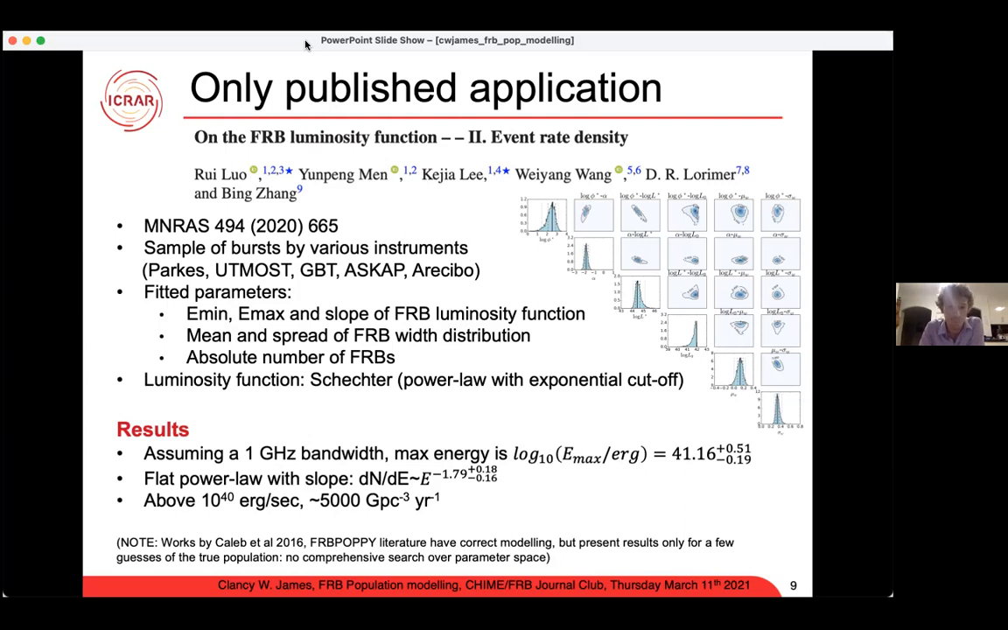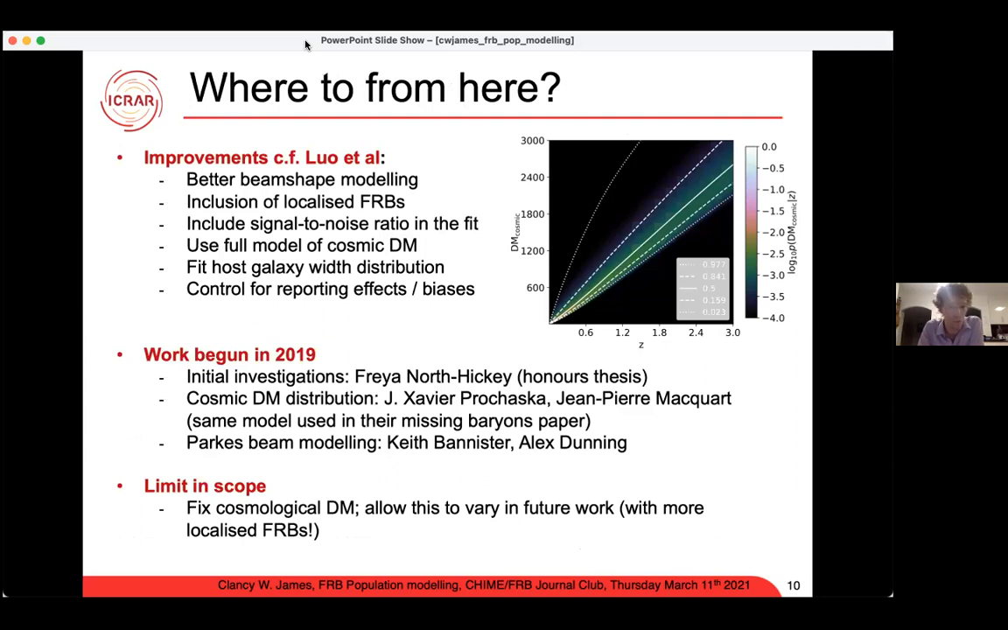So, okay, I've just said they did a great job, so why continue? Let's try to see what improvements you can make. Well, first of all, you can improve your beam shape modeling, as I'm sure everyone in CHIME knows it can be important, right? We've now got an inclusion of localized FRBs, so you can use the measured redshift, which is not part of Ray Lau's paper. You have your measured signal to noise ratio, right? That can actually be a parameter that you use in the fit as opposed to just the DM.